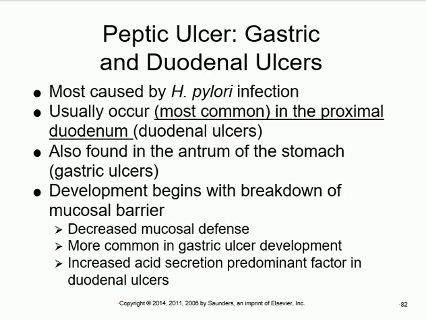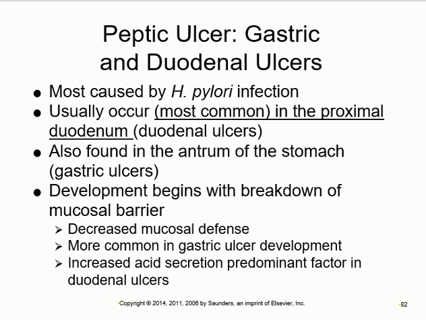Now peptic ulcer. What's a peptic ulcer? Peptic ulcer is ulcer. Are we still following? Are we still okay? Okay. So what's a peptic ulcer? Peptic ulcer is ulceration of either the stomach or the first part of the duodenum. Unlike what we usually hear, ulcer is in the stomach, right? Not necessarily. Ulcer is actually more common in the first part of the duodenum. Okay? Proximal duodenum is the most common location.